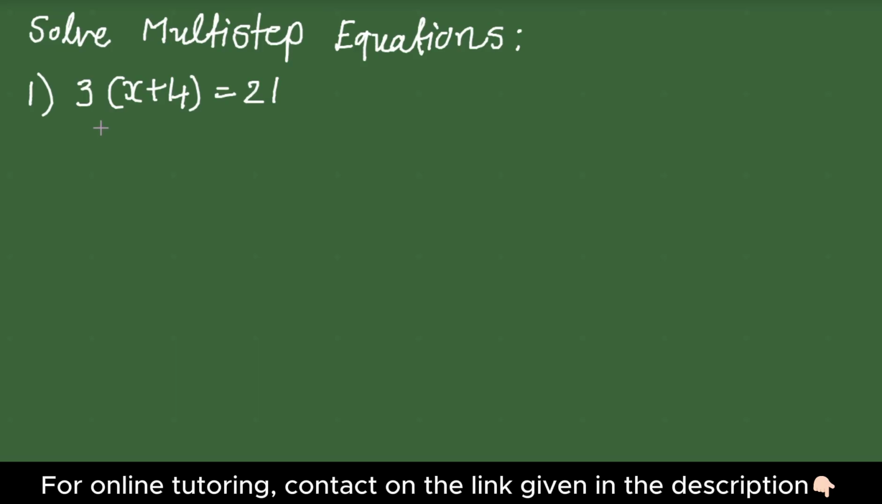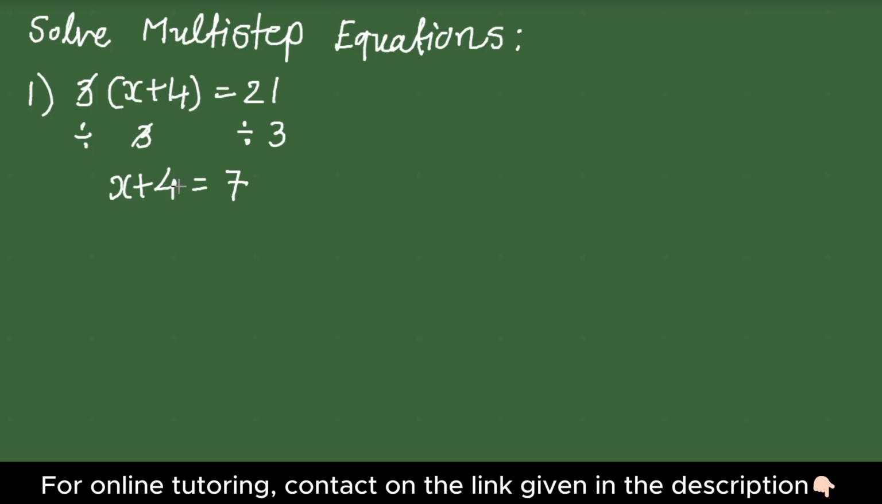Let us divide both sides by 3. Whatever we do on the left side, the same thing we have to do on the right side also. So 3 divided by 3 is just 1. So we have only x plus 4 on the left side, and on the right side 21 divided by 3 is 7. So now it is just a one step equation.